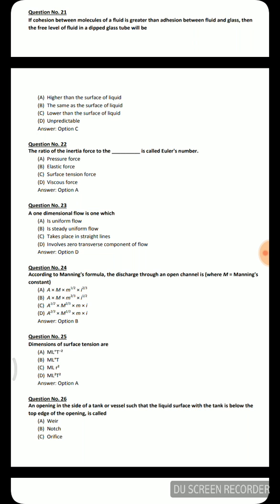Next question, the ratio of inertia force to pressure force is called Euler's number. Euler's number comes into picture. You need to remember that Euler is pressure, so it is always pressure force.